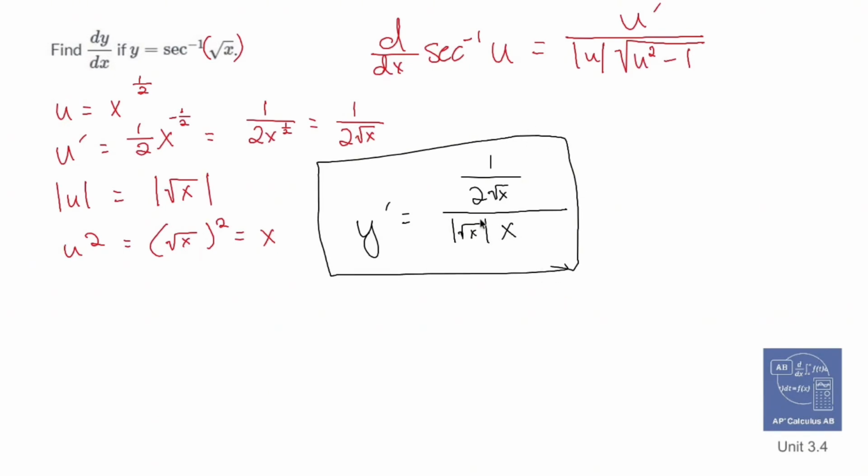Maybe in different problems you might be asked to do the reciprocal. So I guess if you were to do that, you would multiply the top and the bottom by 1 over the absolute value of root x. So that would look like this. Y prime equals 1 over, you would have 2, you would have the absolute value of root x, you would have x.